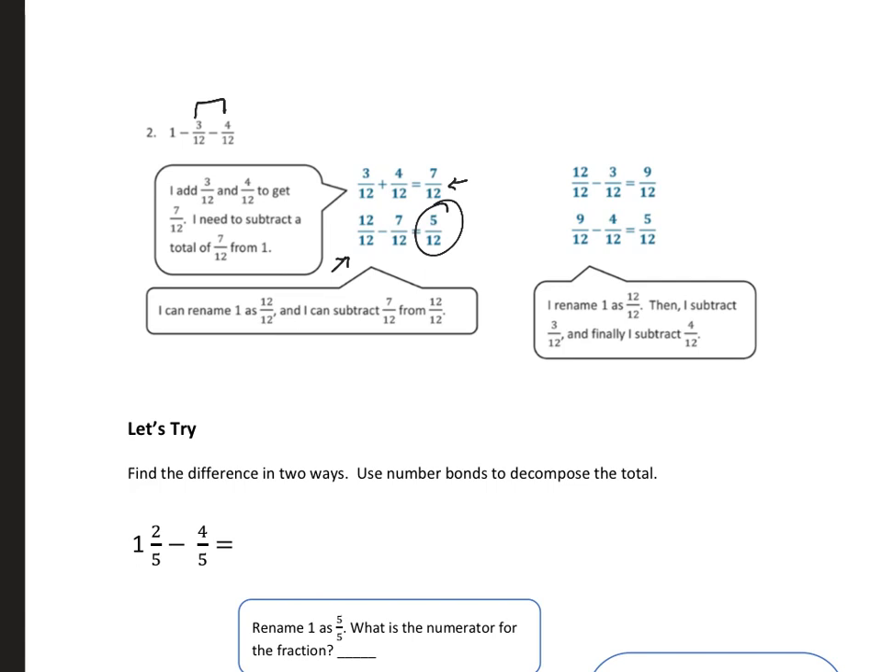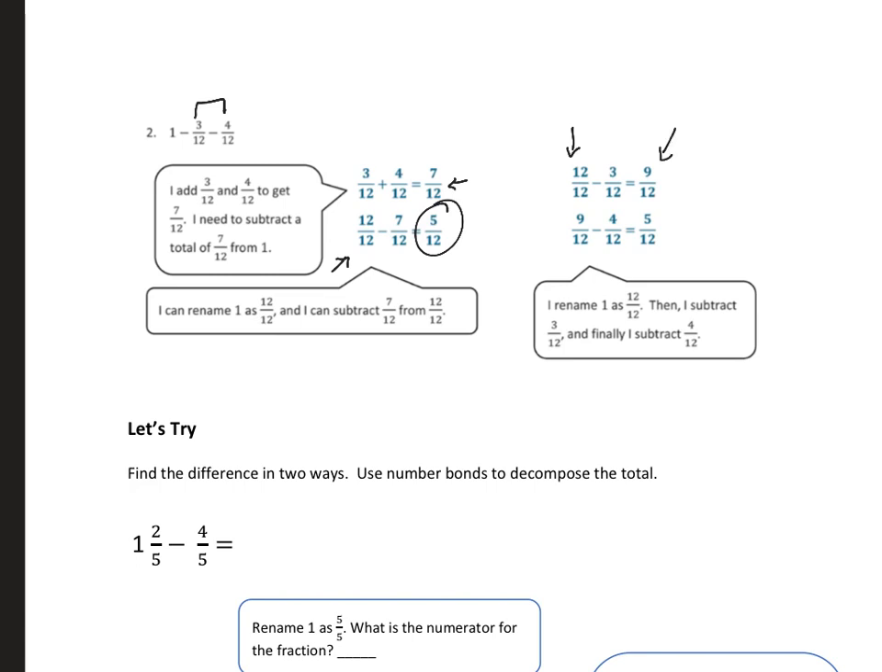Okay, so that's one way they solved it. The other way is they just went ahead and subtracted straight across. So first they said, okay, I'm going to change that one whole into 12/12 again, so that this makes it easier for me to subtract. Then I'm just going to subtract first 12/12 minus 3/12 because that's the next fraction in the problem. And when they did that, they get 9/12.